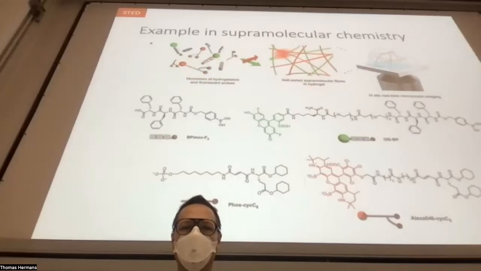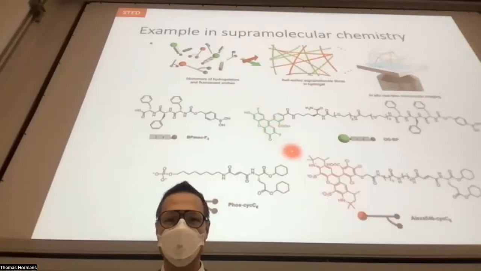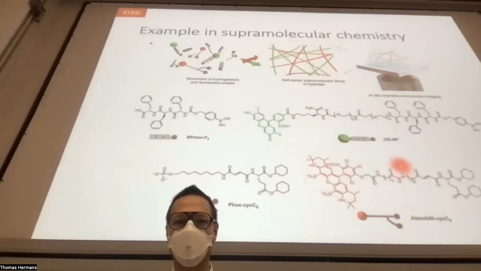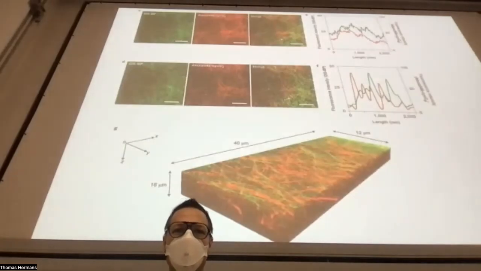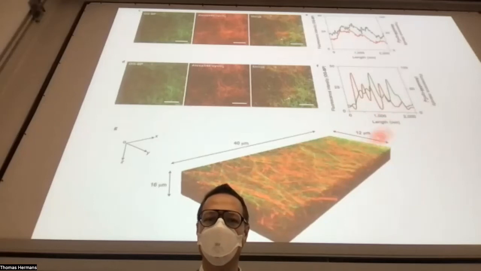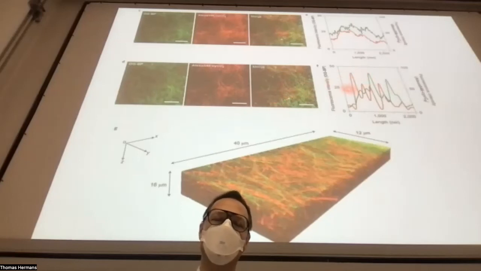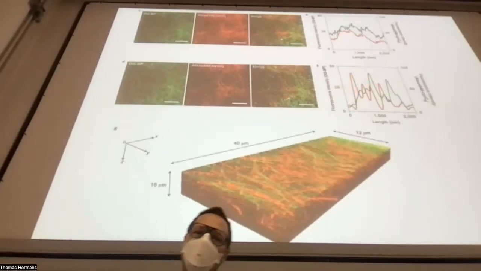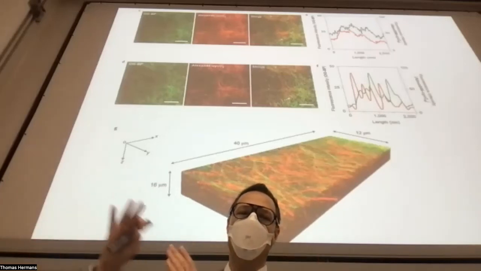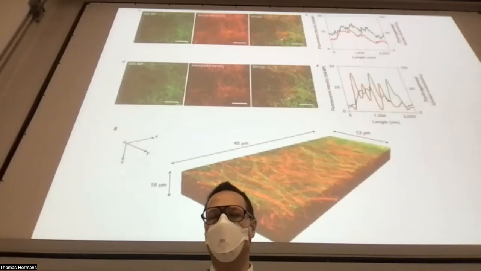So here you have these fibers, and there are red fibers and green fibers that coexist. In this case, this is a fluorescein type dye, and this is an Alexa 546 dye. So it's a red dye and a green dye. If you do high resolution imaging, like super resolution imaging, we can actually distinguish fibers that are red and green. This means that the supramolecular fibers are self-sorting. They form their own fibers where all the red ones go in one fiber and all the green ones go in another fiber.